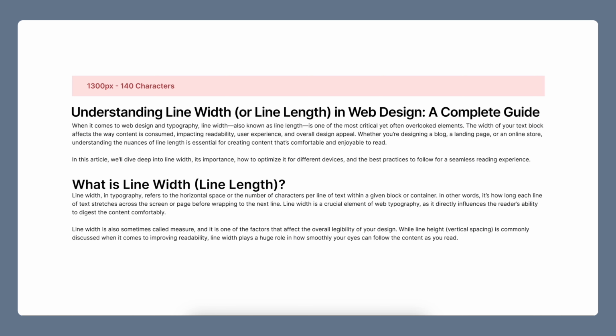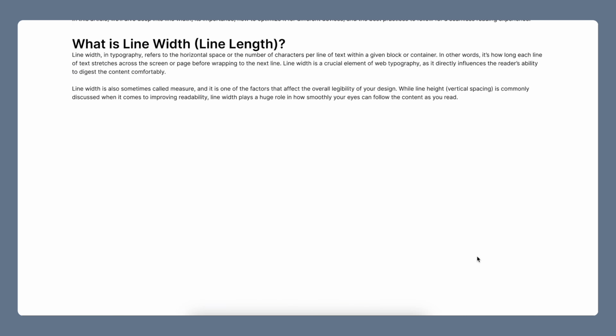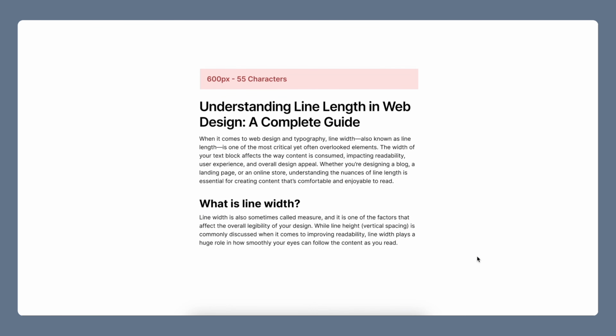Look at the screen. Here you can see that the text spans the full 1300 pixel width of the screen with 140 characters per line. The excessive line length forces the reader's eyes to travel too far, reducing readability. Now let's look at a better example.